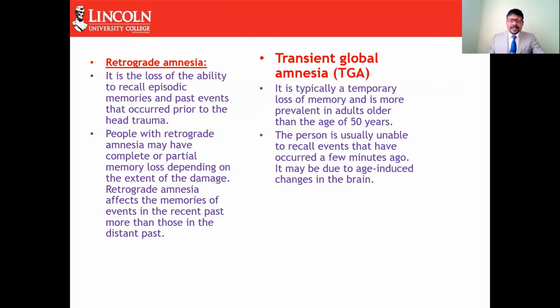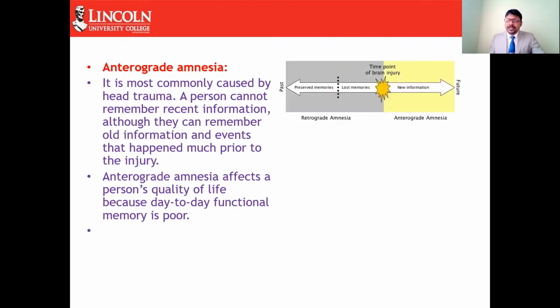And another one is retrograde amnesia. Retrograde amnesia means the loss of ability to recall the episodic memories and past events that occurred prior to the head trauma. So before the head injury, they are going to lose all the memories. For example, if the injury was 2 months ago, they have all the memories after the injury. But before the injury, where they were born, where they were brought up, where they completed their studies, all the episodic events are going to be forgotten because of the head injury.